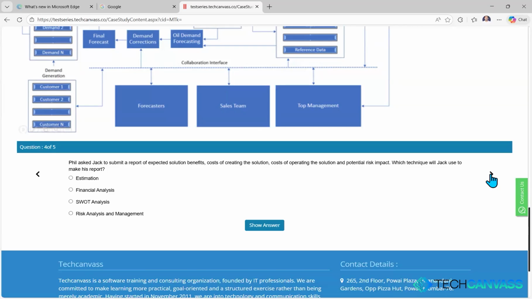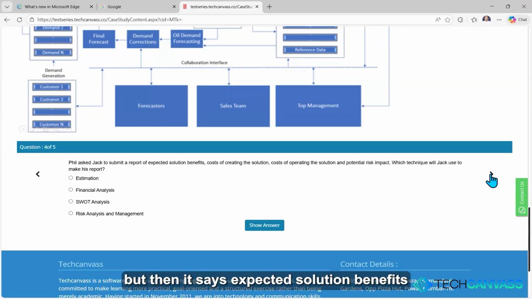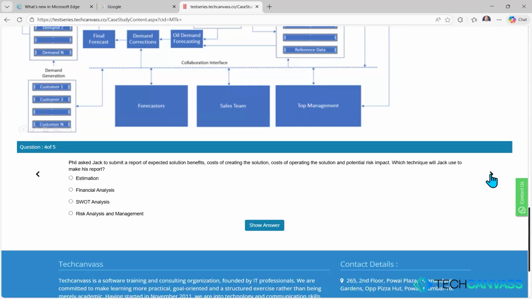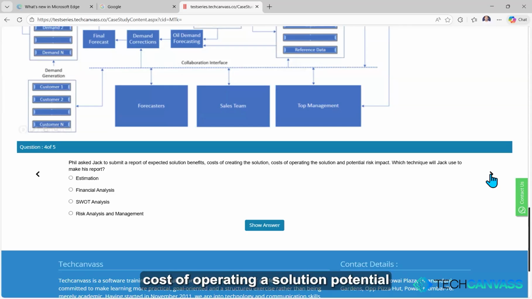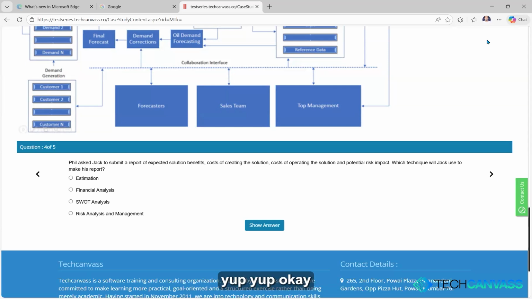Financial analysis and estimations, I'm kind of confused between these two. But then it says expected solution benefits, cost of creating a solution, cost of operating a solution, potential risk. I would say financial analysis, maybe. Okay. Anyone else who wants to contest this option from Bhavna? Okay. Who is thinking differently?